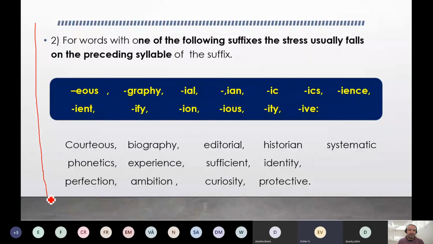For words with one of the following suffixes, the stress usually falls on the preceding syllable of the suffix: eous, graphy, eal, ian, ic, ion, ient, ity, ify, ious, ety. Courteous, biography, editorial, historian, systematic, phonetics, experience, sufficiency, identity, perfection, ambition, curiosity, and protective. Perfect. Thank you so much for your help.